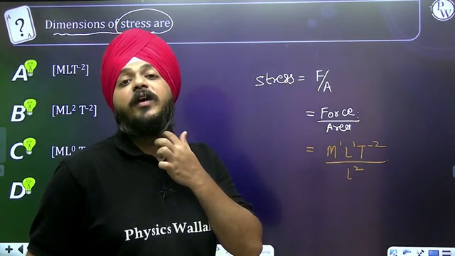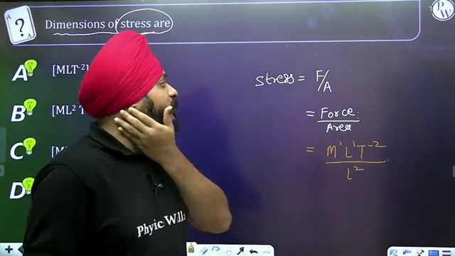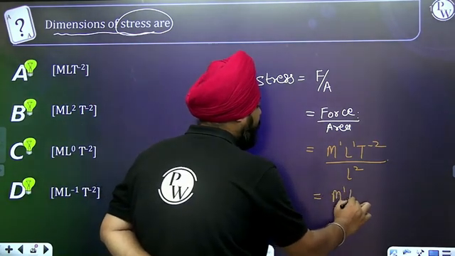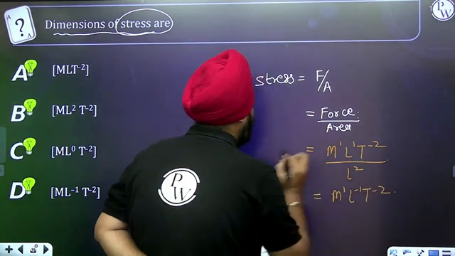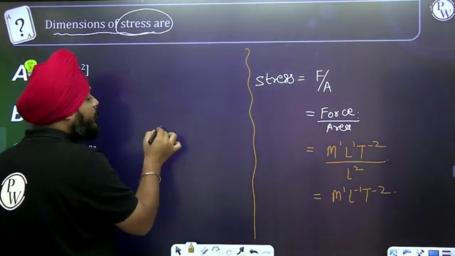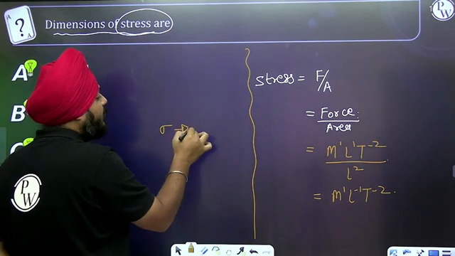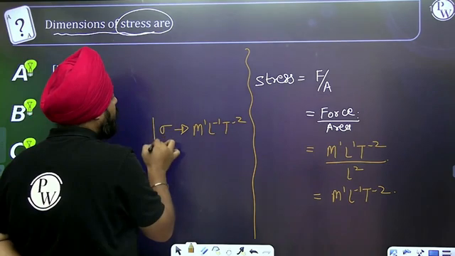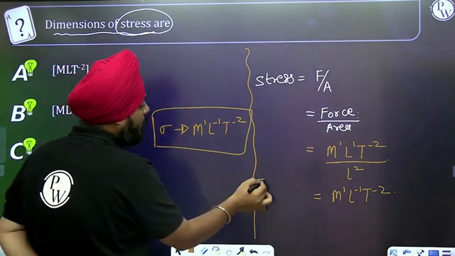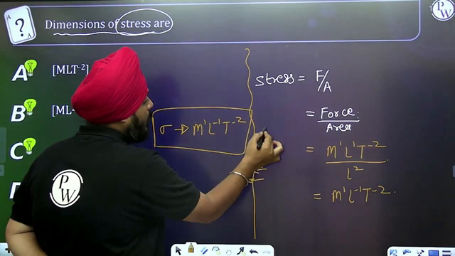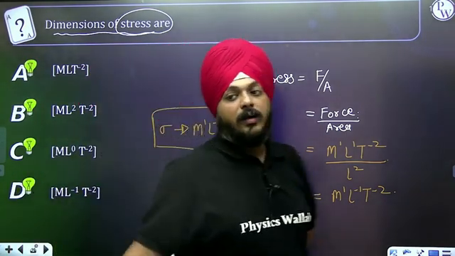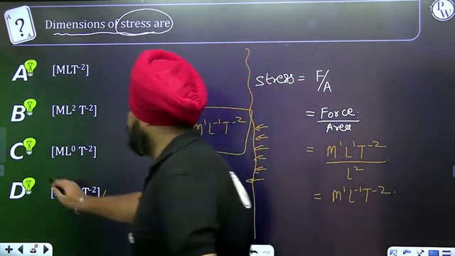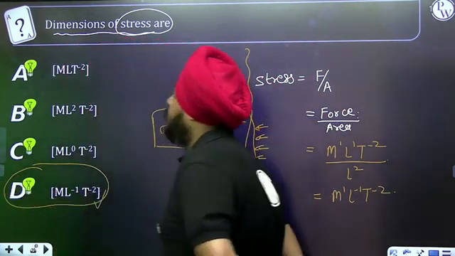Area is also defined in terms of meter square, centimeter square, so it is going to be the square of length. So what is the formula of stress? M1 L -1 T -2. The symbolic notation of stress is sigma, and its dimensional formula is M1 L -1 T -2. So the perfect answer among these, M1 L -1 T -2, is D.